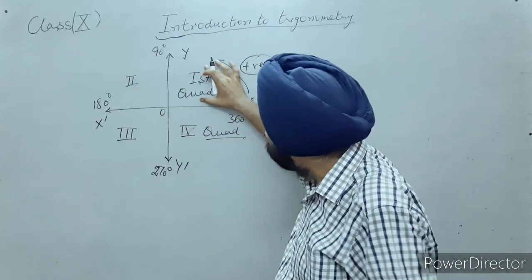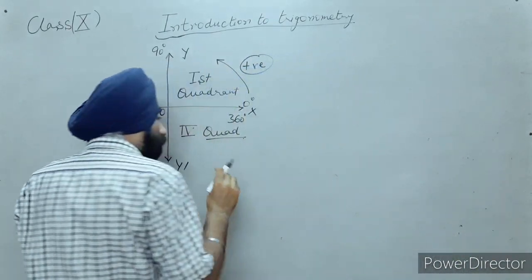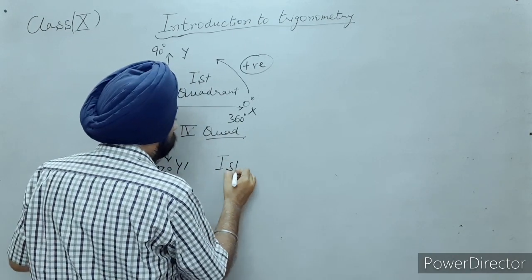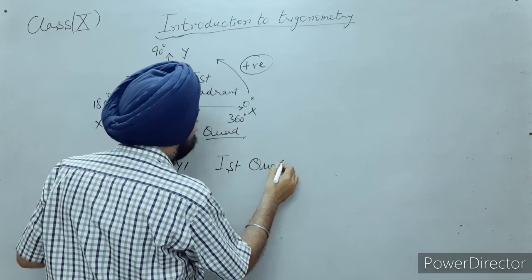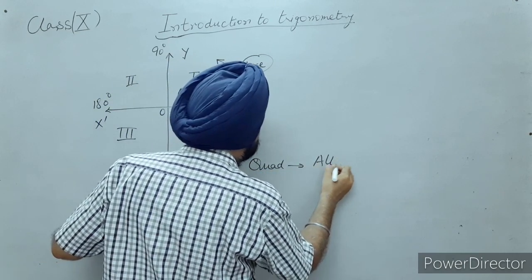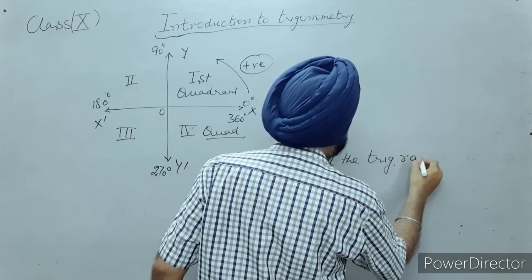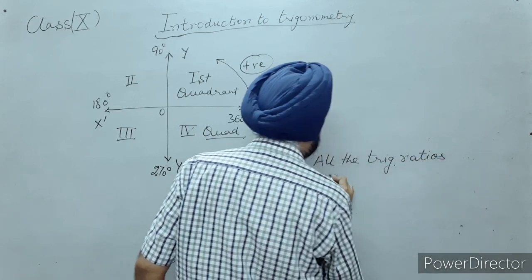Okay. Now, as I told you, we are concerned with only the first quadrant. So, in the first quadrant, all the trigonometric ratios are positive.